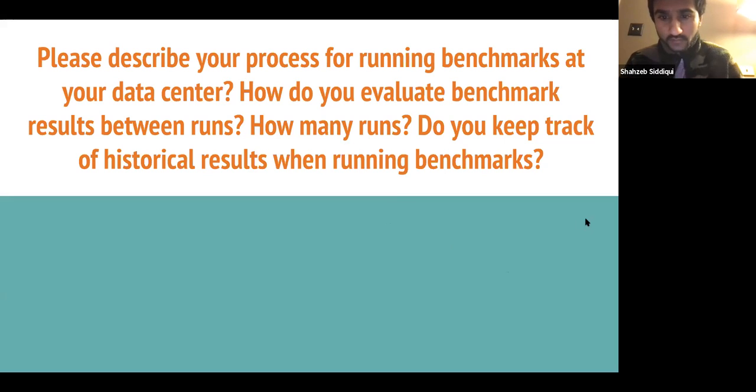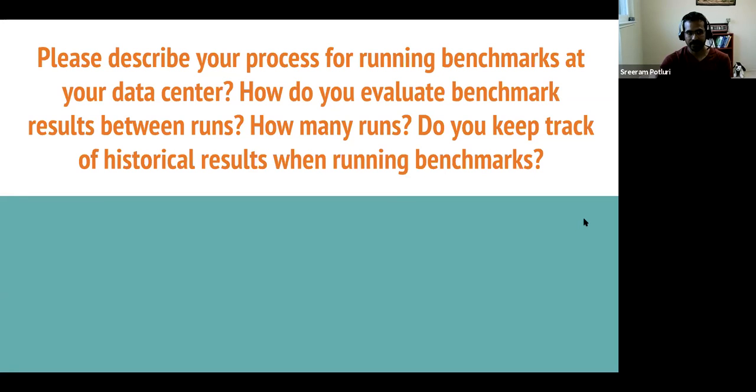Would you like to add, Sreeram? No, I think what Jithin and Verónica summarized is pretty typical of what would happen on our end as well. Like you were mentioning, Shahzeb, there is evaluation that happens on each downtime. Whenever there is a maintenance window for data center clusters, there is evaluation done at the data center scale for the new software stack being deployed. And they do keep historical data to track regressions.